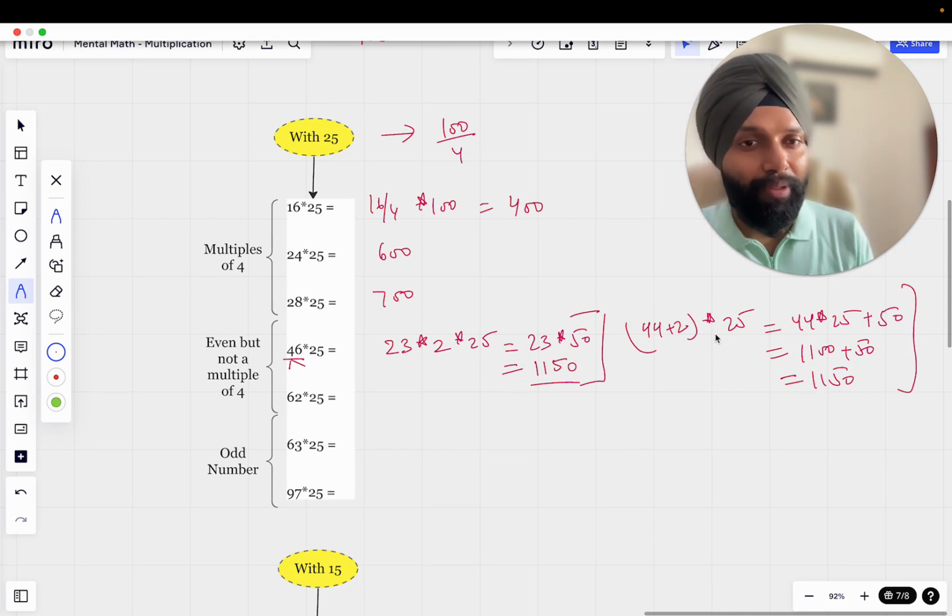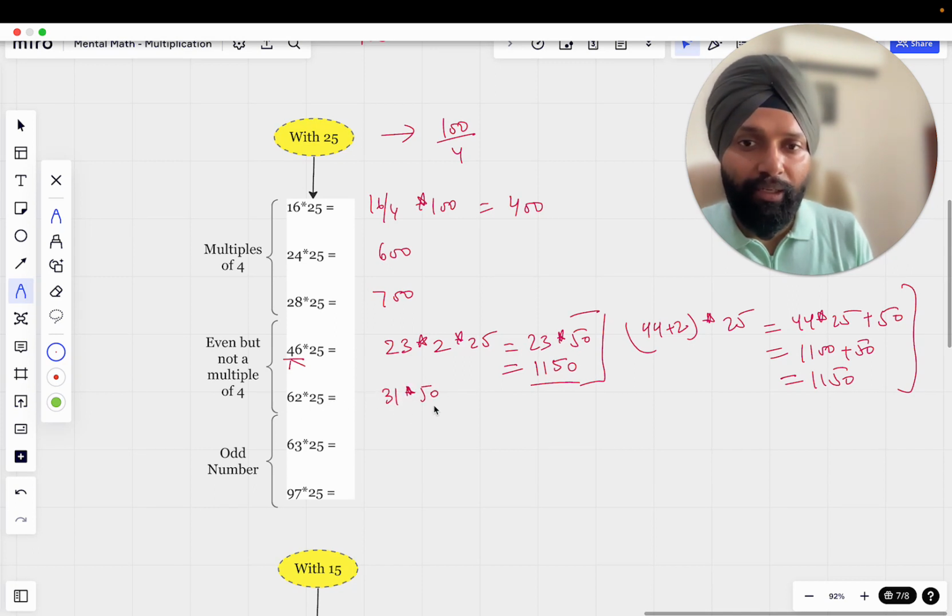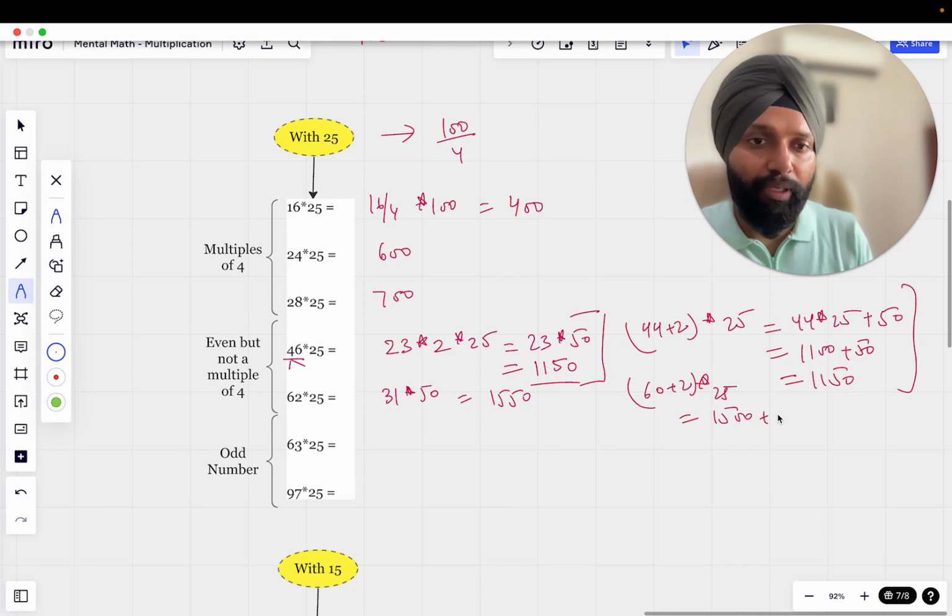I think so. But at the same time, if we know multiple ways of handling a problem, it's better, because sometimes this might be easier in some context. We don't know. So let's look at this one. So again, I can write this as 31 into 50. So 31 into 5 is 155. This is what we get. Or I can write it as 60 plus 2 into 25. So which gives me 1500 plus 50, which is 1550.